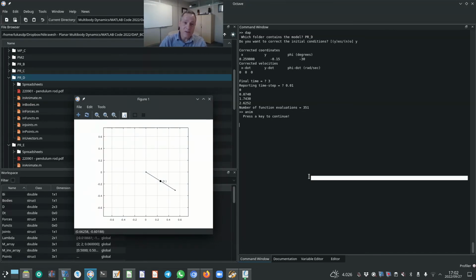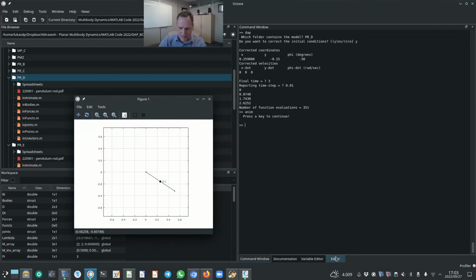Now you can see the torque is not enough to rotate the pendulum rod counterclockwise. It pivots there, it sits there. It goes down slightly and picks up slightly. It's barely visible in this animation.